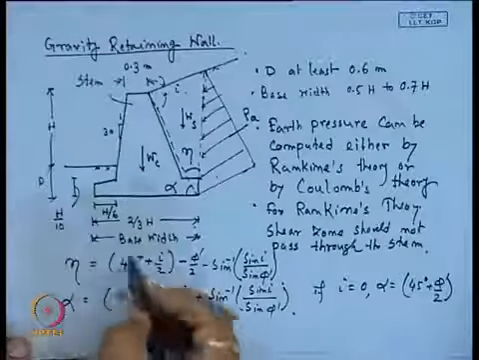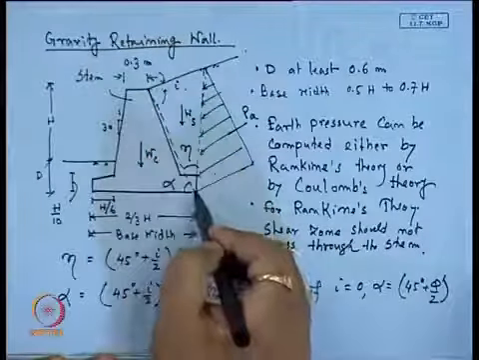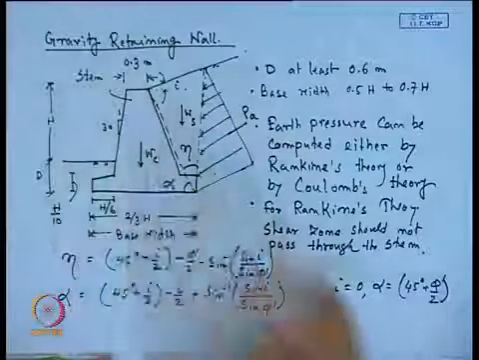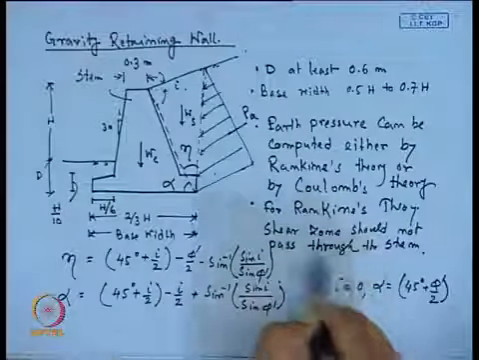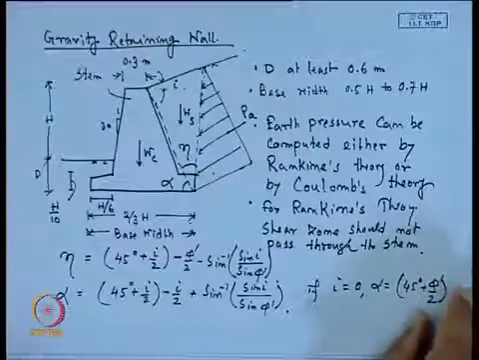So, first you have to check, if I consider the Rankine theory, whether this line is passing through this stream or not. So, for the shear zone, this line should not pass through this stream. So, this is the extreme points.